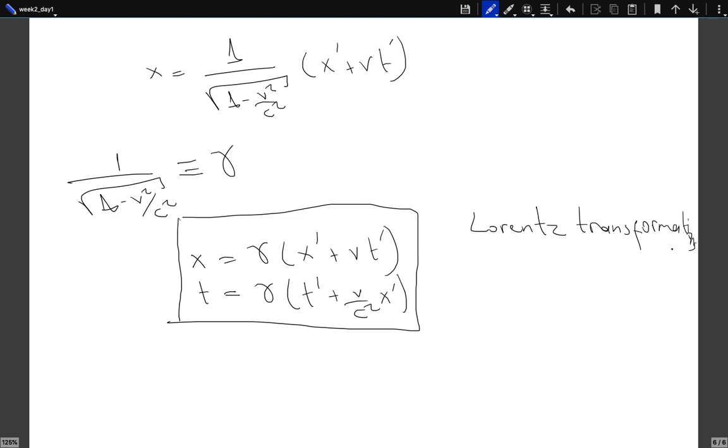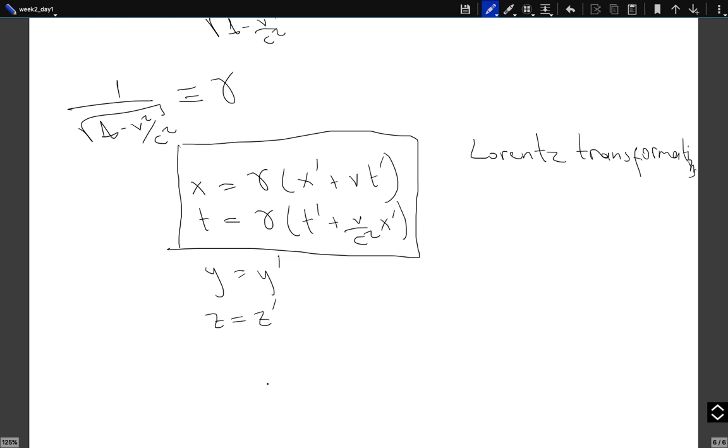Any questions on these? Now, of course, I didn't write it over here. y is equal to y prime and z is equal to z prime. y and z are the distances in the vertical direction, in a sense. Now, why don't the distances in the vertical direction contract?